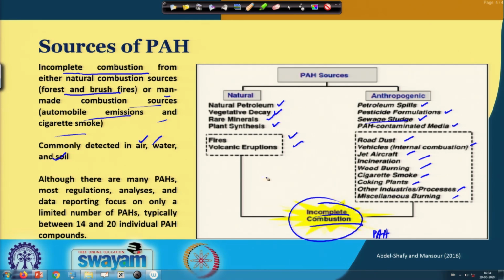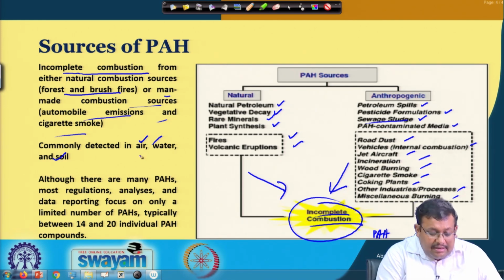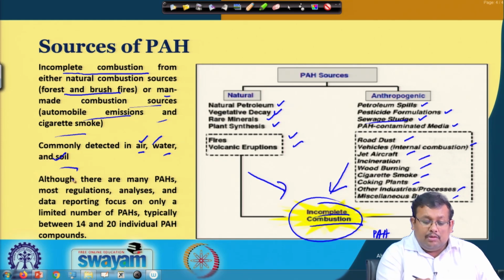So, as you can see, both natural sources as well as anthropogenic sources are responsible for the generation of PAH, and PAH can be found in air, water and soil. That is why they are ubiquitous in nature.